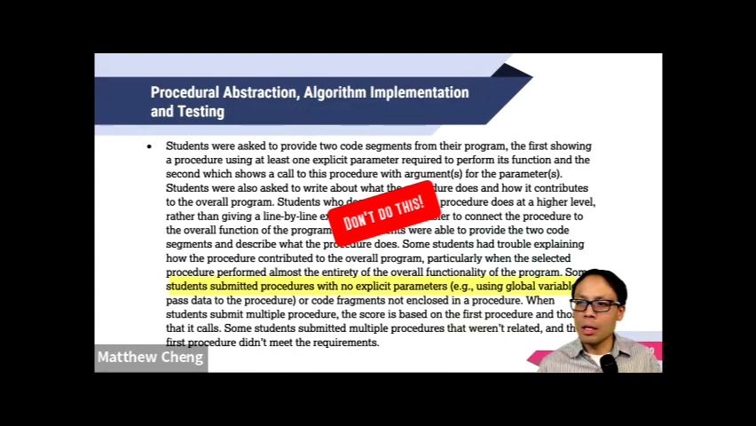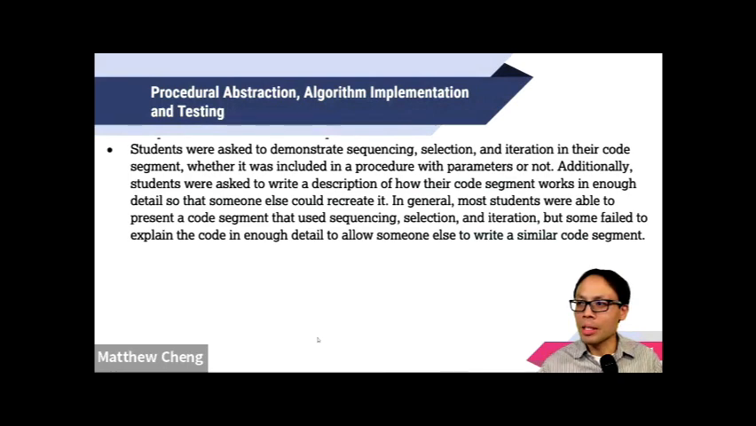Some students submitted a procedure with no explicit parameters, which we'll talk about in a little bit, i.e. using global variables to pass data to the procedure, which is something that the College Board was not looking for, but I'll show you in a couple of slides. They made a little annotation in row 6 about that. When students submit multiple procedures, which even my students did when I had them practice this, the score is based on the first procedure and those that it calls. Sometimes multiple procedures weren't related. That happens in row 6 sometimes.